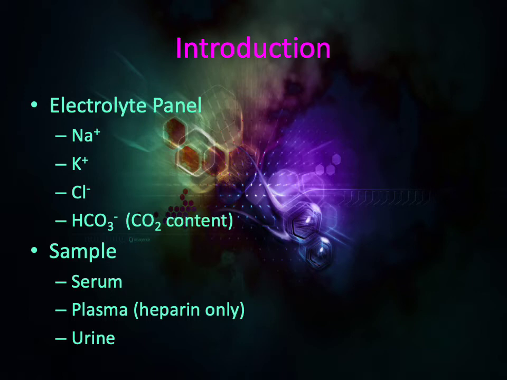Most labs are able to perform electrolyte analysis on either serum or plasma. Heparin is the only acceptable anticoagulant for plasma samples used for electrolyte analysis. Though we do not perform an electrolyte panel on urine, urine can be accepted for sodium, potassium, and chloride analysis. Random urine samples are not the best to use for testing due to inconsistent results caused by diurnal variation, but they are commonly accepted for testing.